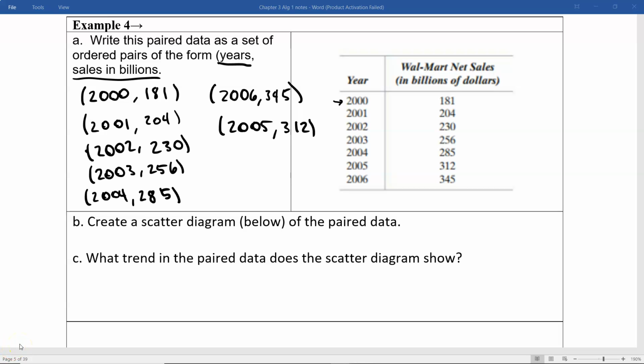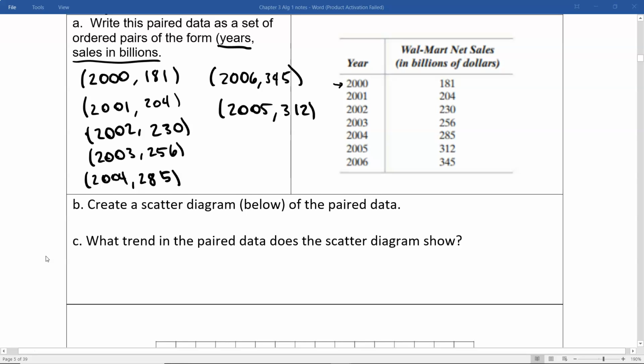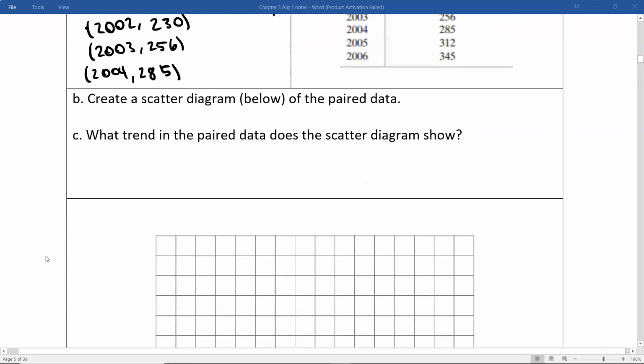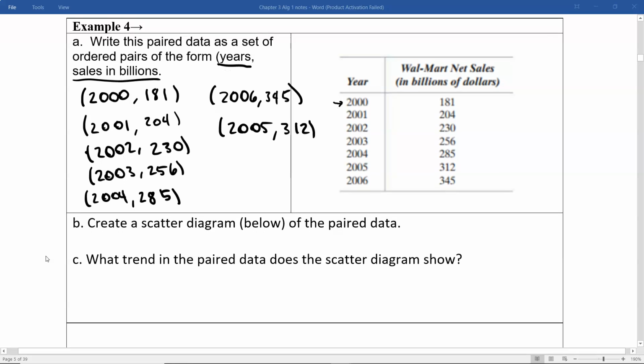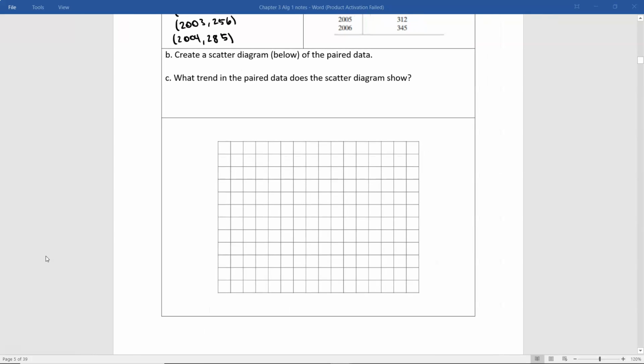Okay, so this is the set of ordered pairs that you should see, or you should get from the graph. And now we want to plot all of these. So I might want to zoom out for this. Let me zoom out a bit.